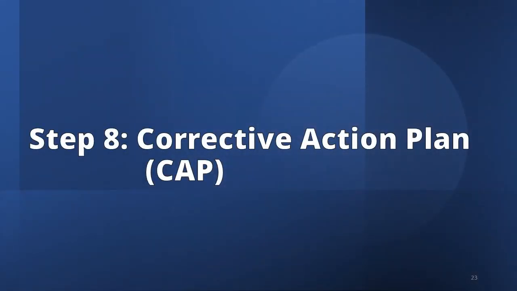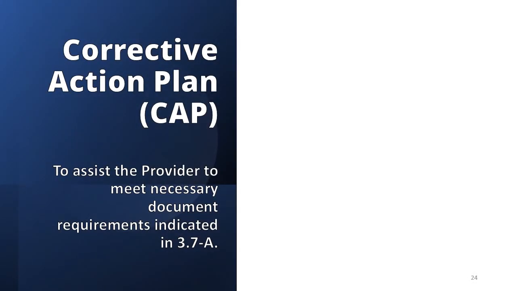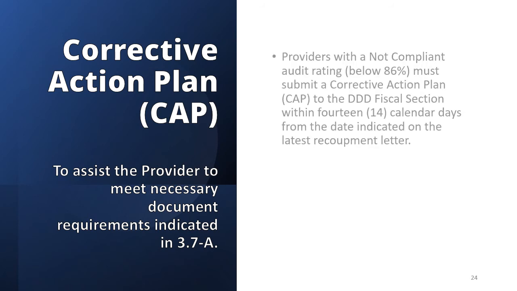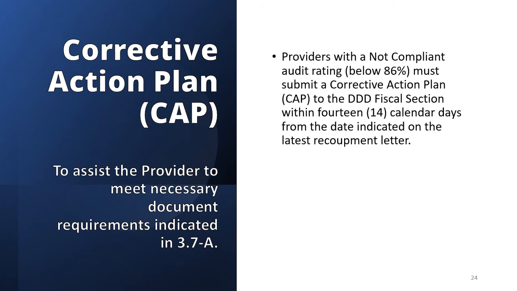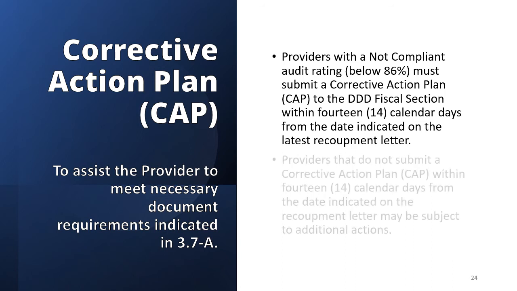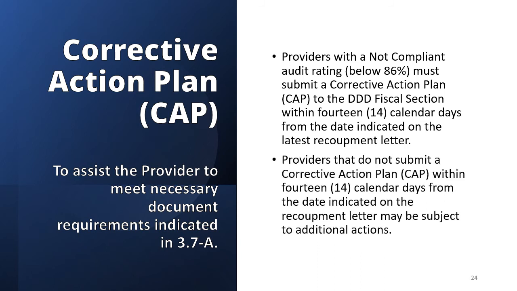Step 8. Corrective Action Plan, or CAP. The purpose of the Corrective Action Plan is to assist providers to meet necessary documentation requirements as indicated in the Waiver Standards Fiscal Accountability section. Providers with a non-compliant rating below 86% must submit a Corrective Action Plan to the DDD Fiscal section within 14 calendar days from the date indicated on the latest recoupment letter. Providers who do not submit a corrective action plan within 14 calendar days may be subjected to additional actions.